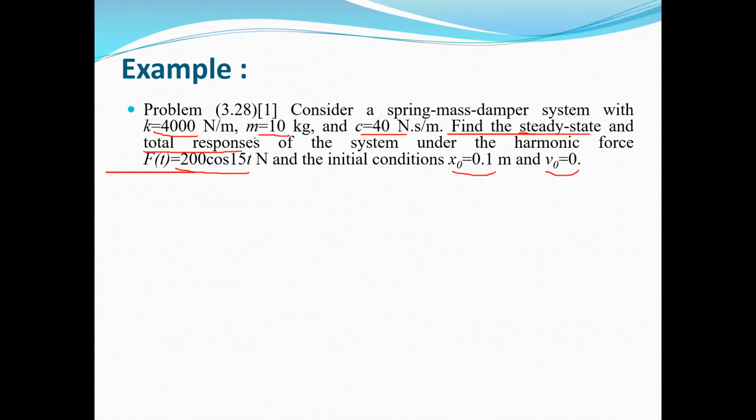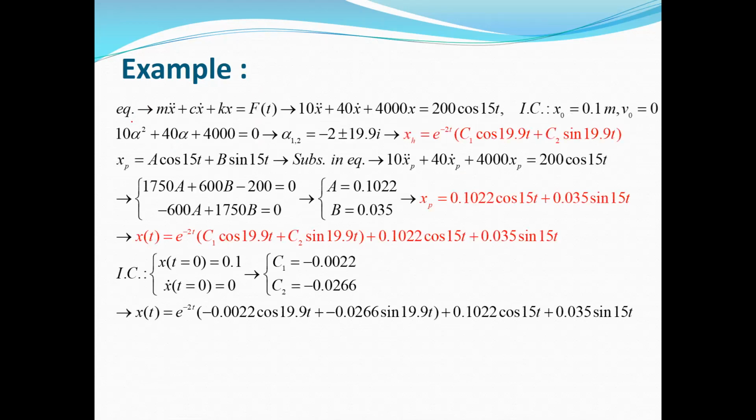So you can use the previous formula in the last slide, but here we will solve directly the equation of motion. As you can see, this is the equation of motion: m x double dot plus c x dot plus k x is equal to f(t). We can substitute the numerical values of the given data, and we can extract this form for the equation of motion. So this is the main equation, and we need to solve this equation with the initial conditions x naught and v naught.